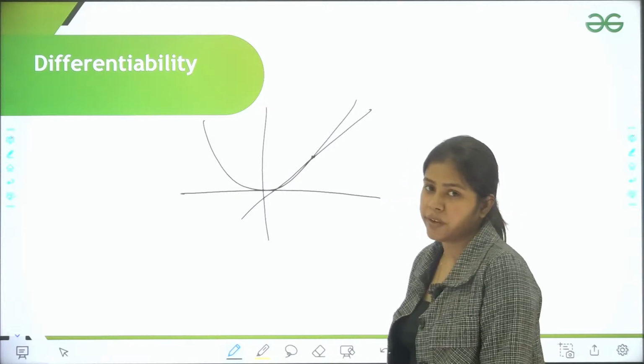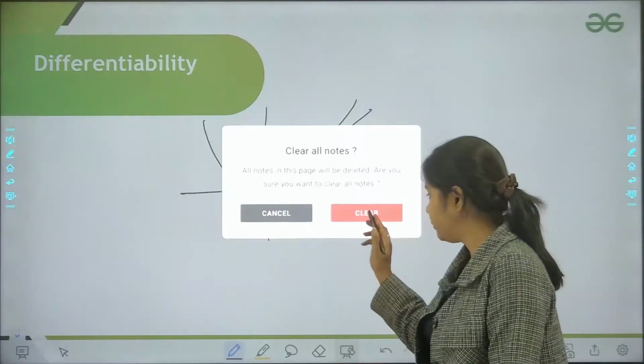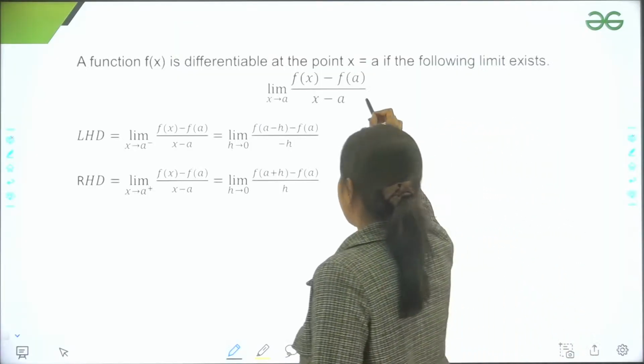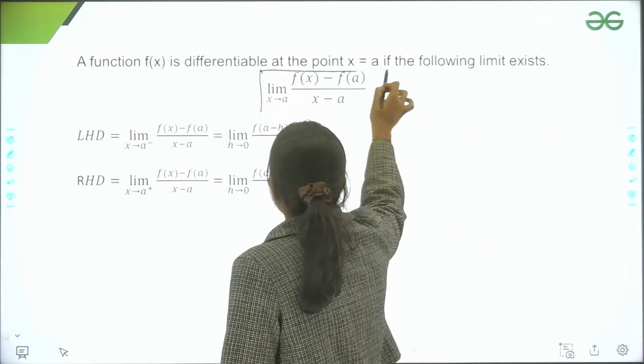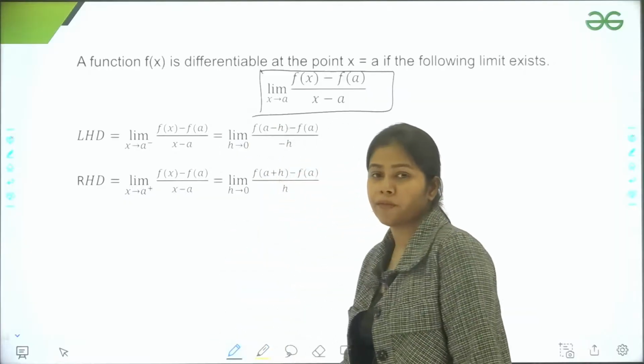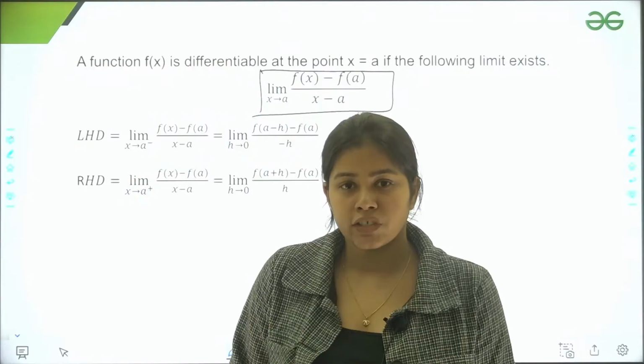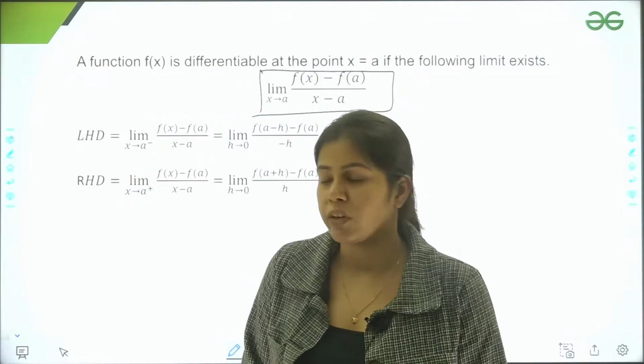Function is differentiable, otherwise function is not differentiable, right? And this is also a definition for differentiability. If this limit, as x tends to a, of f of x minus f of a upon x minus a exists, then we'll say that the function is differentiable, otherwise the function is not differentiable.